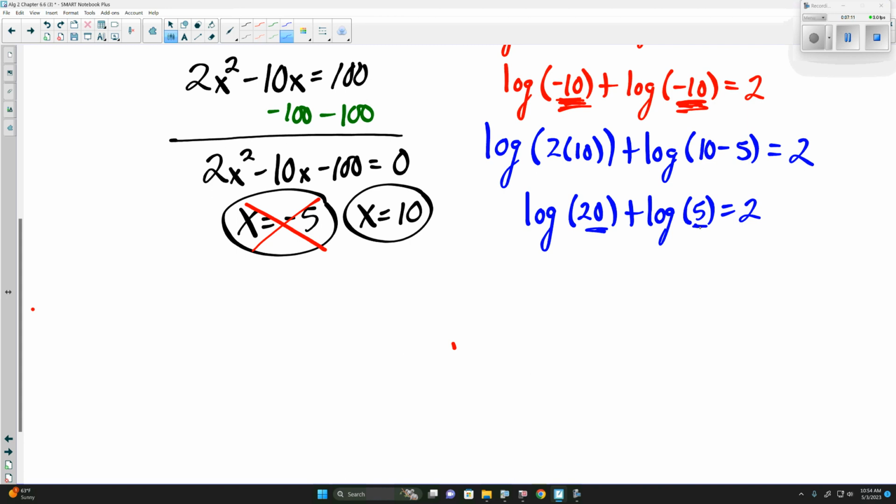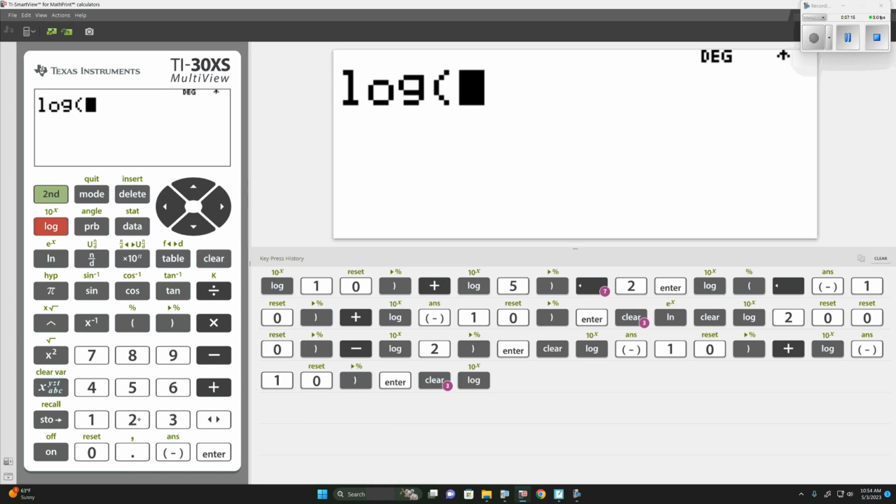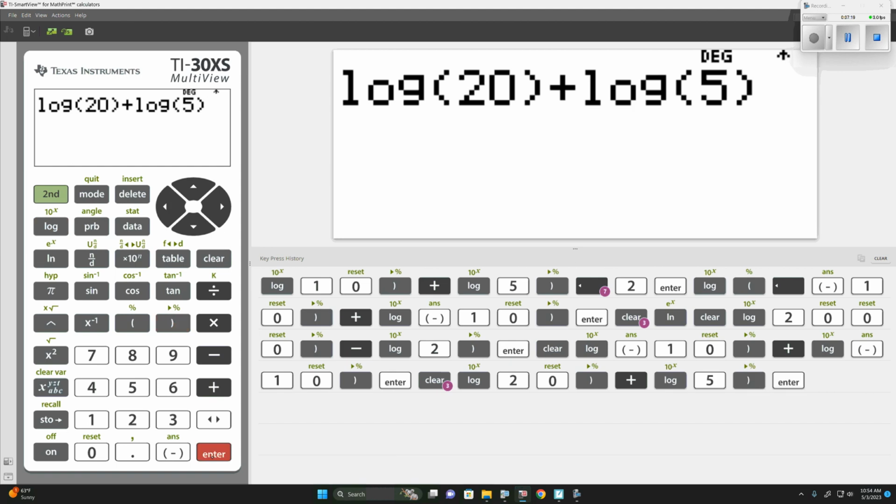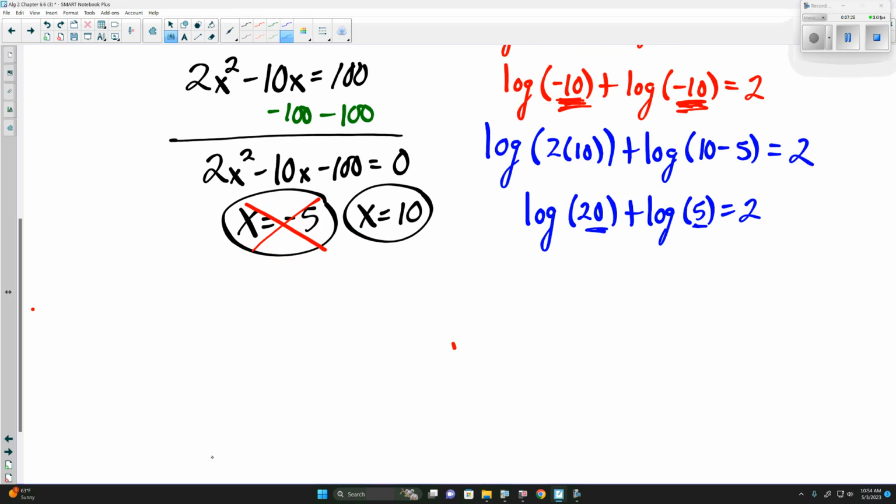So these do work. Now, we could try plugging it in and say log of 20 plus log of 5, and it does indeed give us 2. So 10 does work, and our solution is that x is equal to 10. We only have one solution for this here. Questions on any of this here so far? Are you ready for the next one?